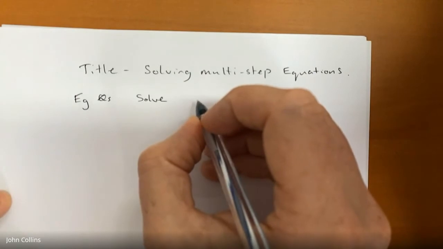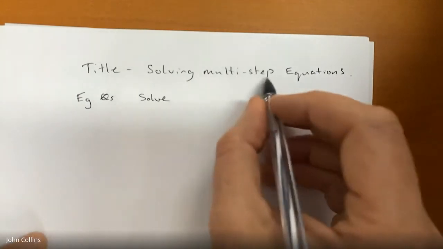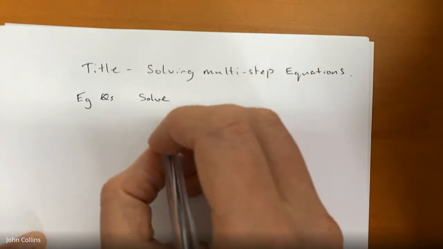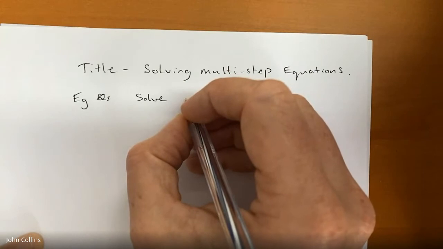There is such a thing as a 3-step, but everything after a 2-step is just called multi-step because there's just maybe loads of steps. Okay, let's have our first example.